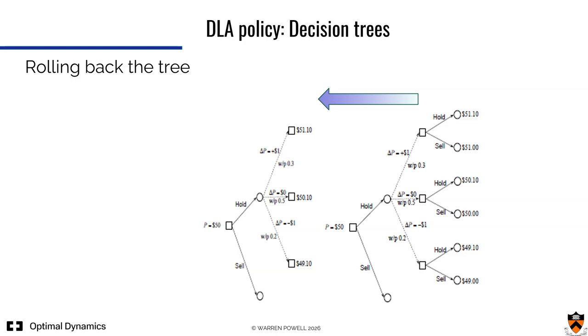I get to choose. Now, the next rollback is the rollback of the random outcome, and I'm going to take an expectation. I'm going to take the weighted average, weighted by the probabilities. So if you have 51.1, and I get that if the price goes up by $1 with probability 0.3, I have 50.10 if I hold, and that's if the price doesn't change, and that occurs with probability 0.5, and the last one is probability 0.2. Take a weighted average of that, and it all comes out to 50.2 if I was holding the original asset. If I sold the original asset, I get 50. This analysis says I should hold because the expected value in the future is higher.